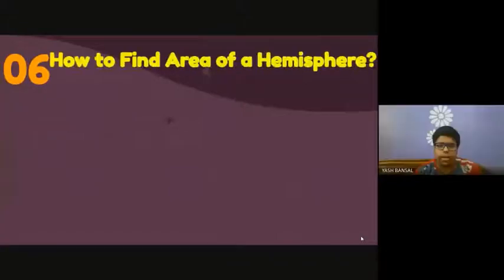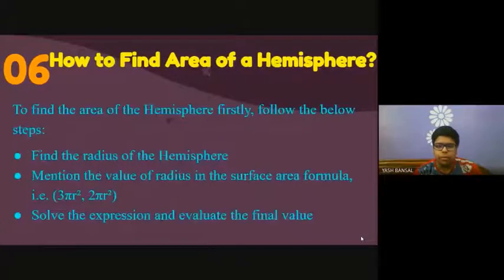How to find area of a hemisphere? To find the area of a hemisphere, firstly follow the below steps. First, find the radius of hemisphere, then mention the value of radius in the surface area formula. That is, for TSA, we use 3 pi r square and for CSA, we use 2 pi r square. Then we can solve the expression and evaluate the final value.